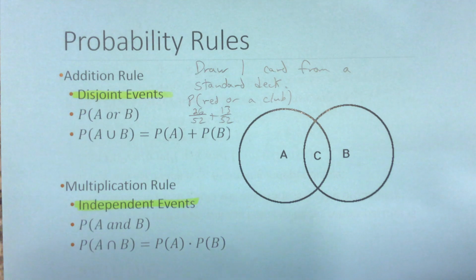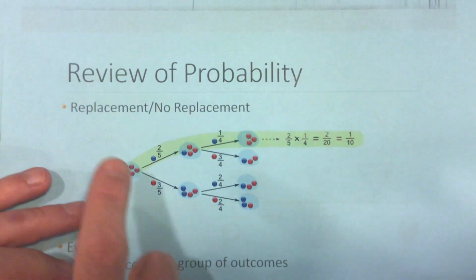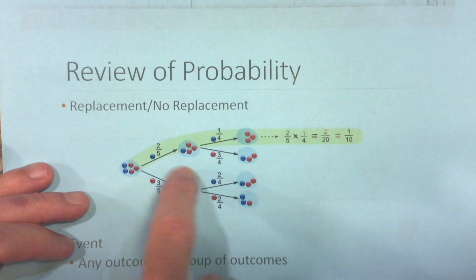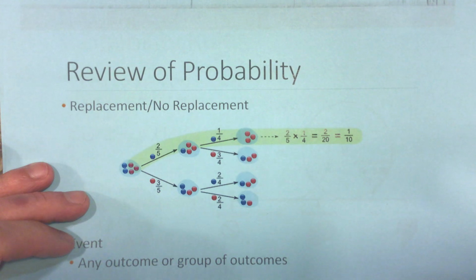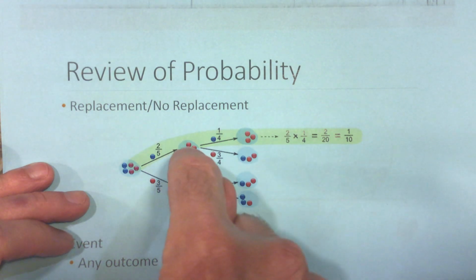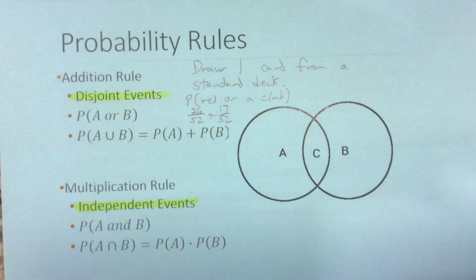Let's talk about what makes independent events. If you are drawing or taking multiple selections, to have independence, you have to replace and remix between selections. That's simple. So if we go back to our marble example, here I have no replacement. So this is dependent. You see how the probabilities change depending on what's been removed. Okay, that's dependent. I could not use this multiplication rule on a problem like that.